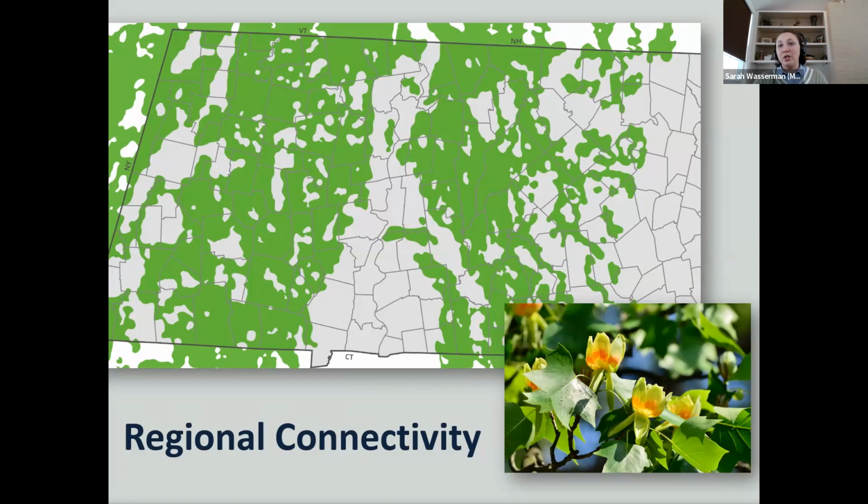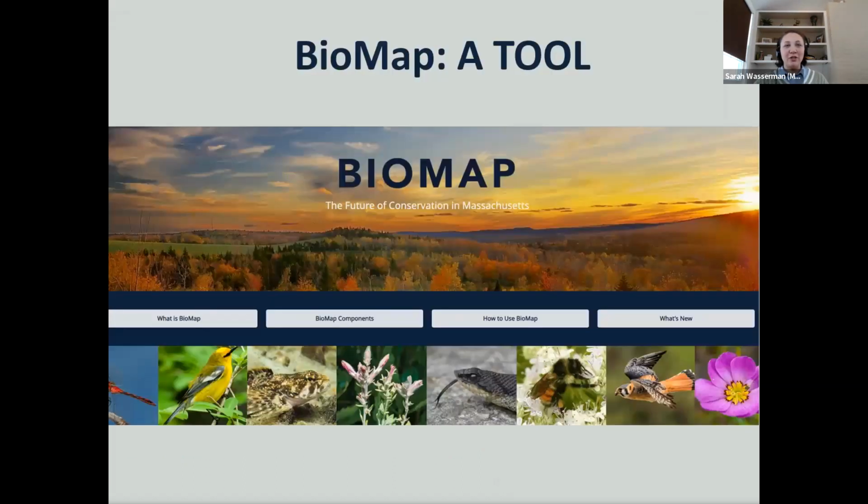BioMap now includes regional connectivity data that identifies places that support these large-scale range shifts. While not pictured here, BioMap also identifies important habitats for rare species that are highly vulnerable at regional, national, or even global scales. And I will hand it back over to Alec.